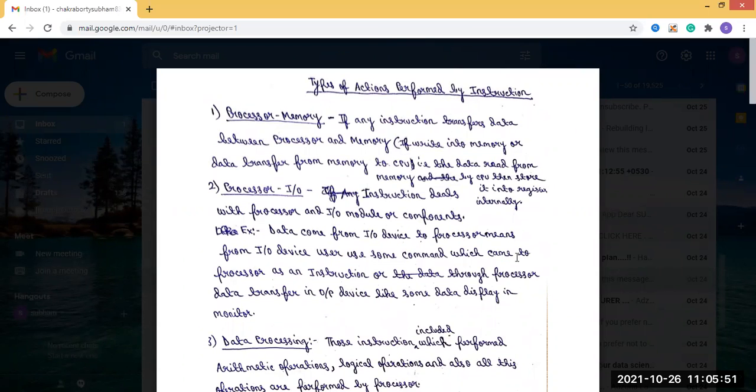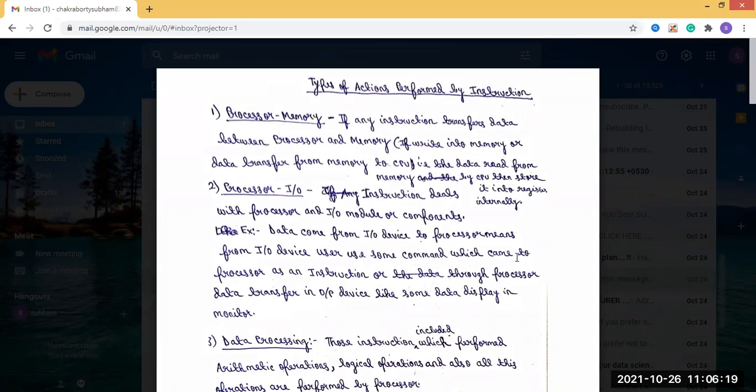So in the previous class, we have seen about the instruction format, how the instruction format should be. And today we will discuss the types of actions performed by the instruction. What will be the type of actions these instructions perform? Today we will see about that.